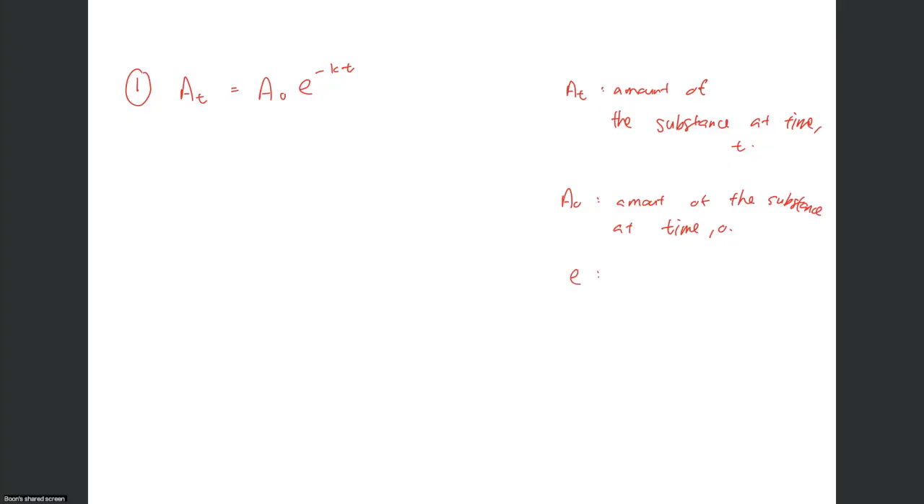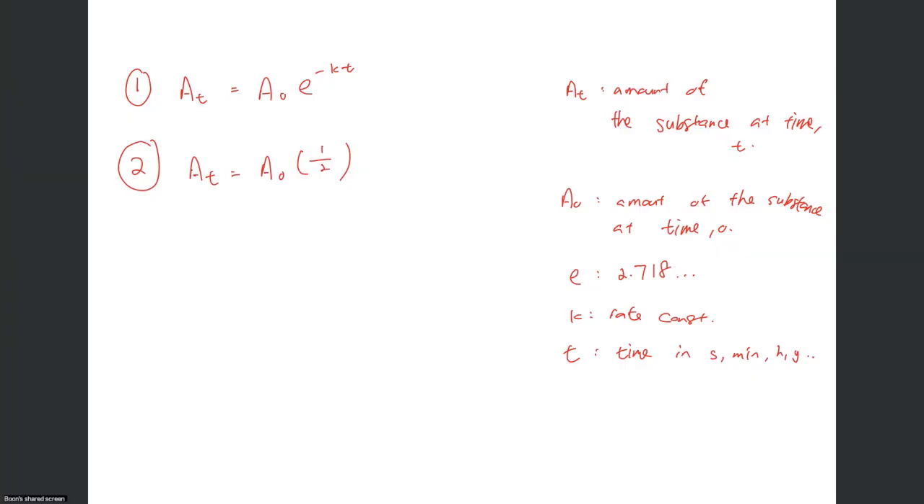Exponential is basically the constant 2.718 and so on. K is the rate constant. T is time, in second, minute, hour, or year. The second equation is A of t equals A of 0 times 1 over 2 to the power of t over t half.